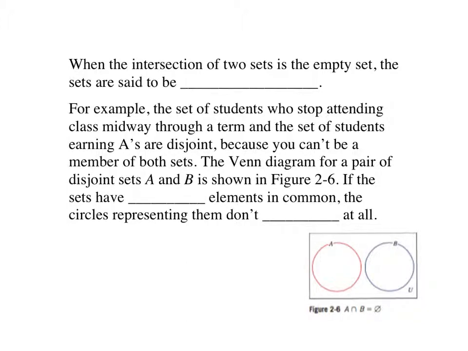When the intersection of two sets is the empty set, like the last example we just did, the sets are said to be disjoint, D-I-S-J-O-I-N-T. So, for example, the set of students who stop attending classes midway through a term and the set of students earning A's are disjoint. If you don't come to class 50% of the time, there's no way you can get an A, right? You cannot be in both sets at the same time. You cannot get an A by not coming to class.